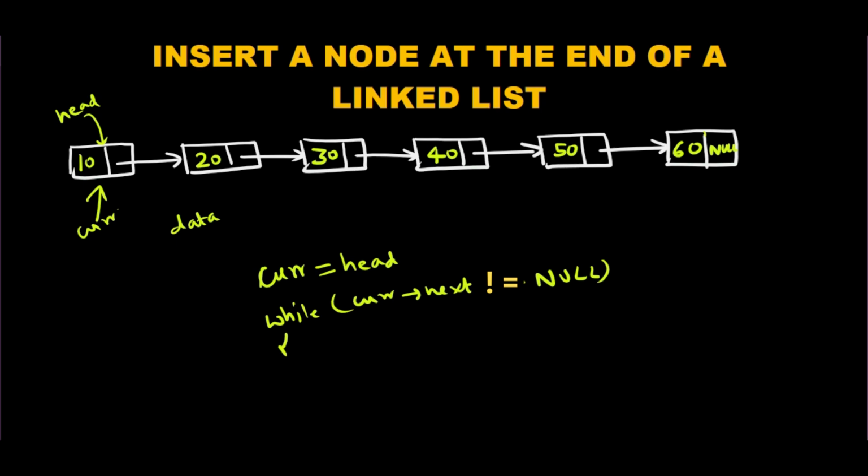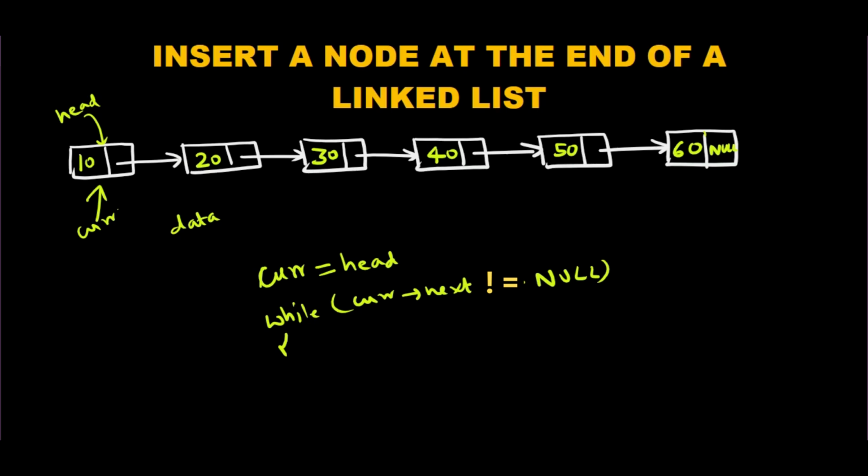For the head, this condition will not be satisfied in this example. And suppose if we had only one element, then this would be sufficient for that only. The loop will not run at all, so our current will be pointing here only. So let's first see this example.